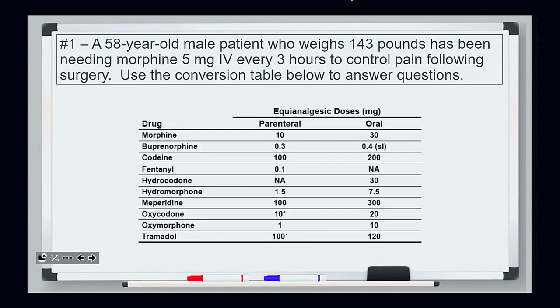So let's get going here. This first one was about the conversion using morphine milligram equivalents.